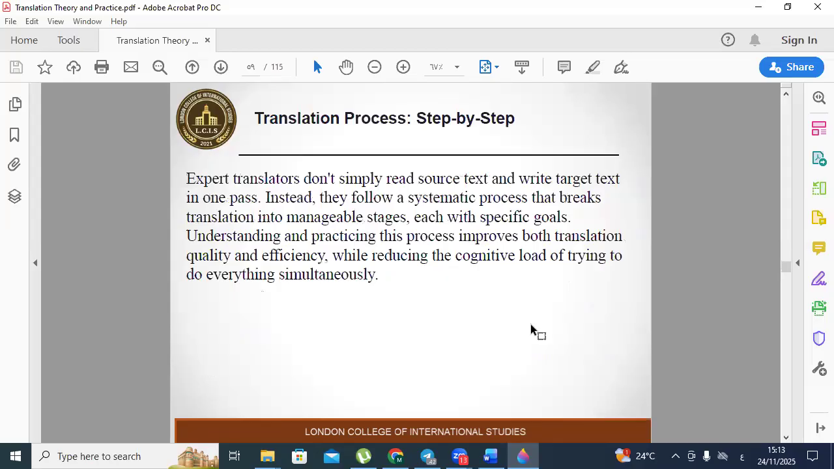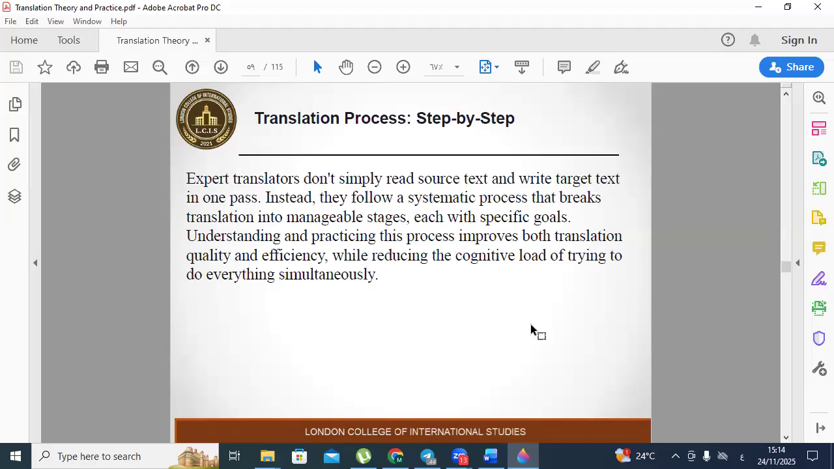Translation process step by step. Expert translators do not simply read source text and write target text in one pass. Instead, they follow a systematic process that breaks translation into manageable stages, each with specific goals. Understanding and practicing this process improves translation quality and efficiency while reducing the cognitive load of trying to do everything simultaneously.